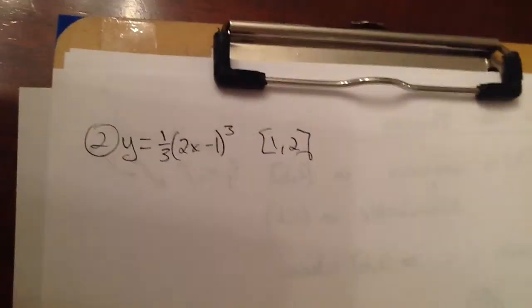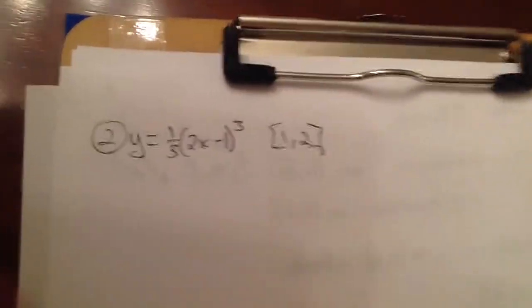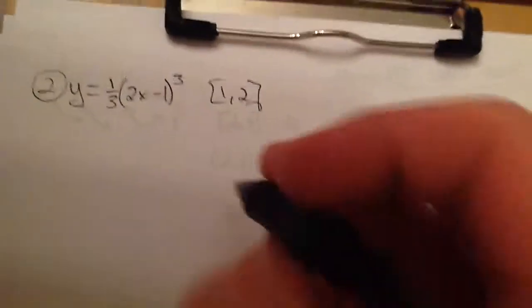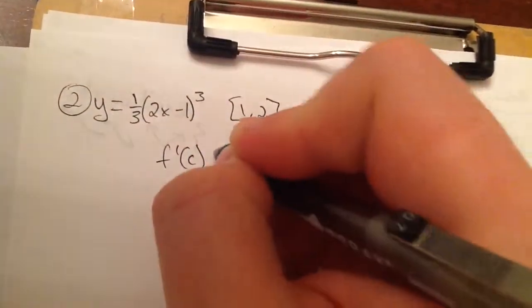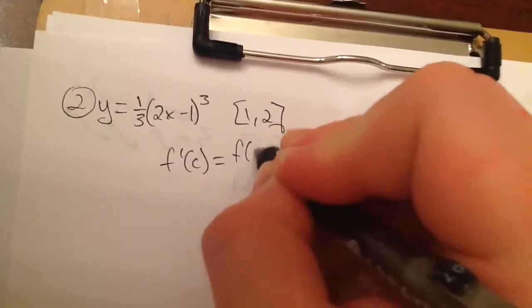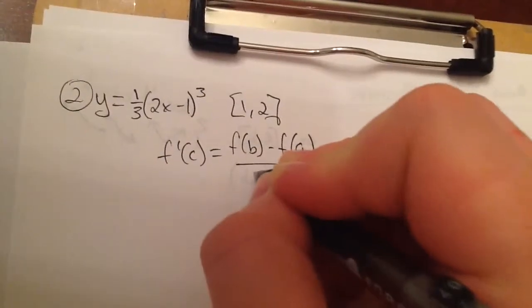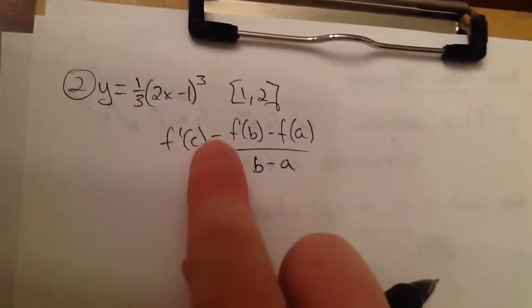So you get 1/3 times (2x minus 1) to the 3rd power over the interval 1 to 2. I'm not going to try to draw this one because even the easy one, my drawing didn't work out. So I know that the derivative at some point, the slope at some point along the curve, will be equal to the slope of the endpoints, right?